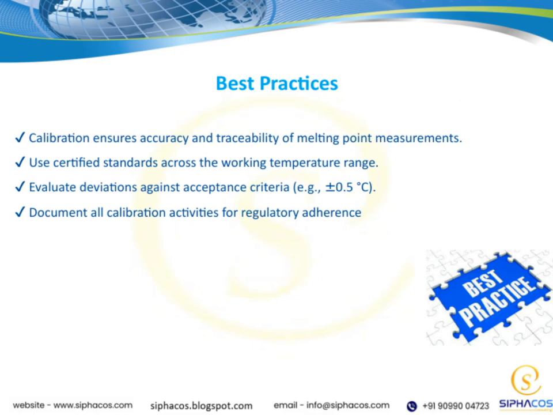Let's now discuss some best practices to ensure reliable melting point measurements. First, calibration is absolutely essential. It guarantees the accuracy and traceability of your results, which is critical for quality control and regulatory compliance. Using certified standards across the entire temperature range you work with helps maintain consistency and confidence in your measurements. It's also important to evaluate any deviations by comparing them against established acceptance criteria, such as plus or minus 0.5 degrees C. This way, you can quickly identify if your equipment is performing within acceptable limits.